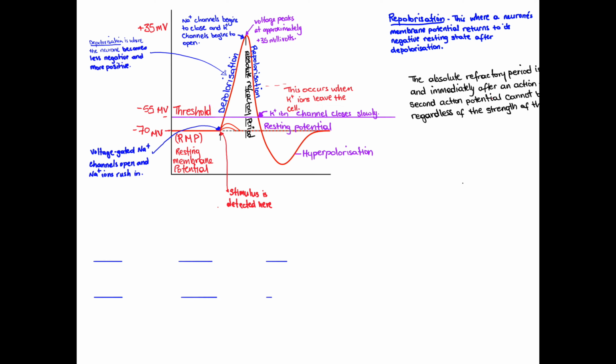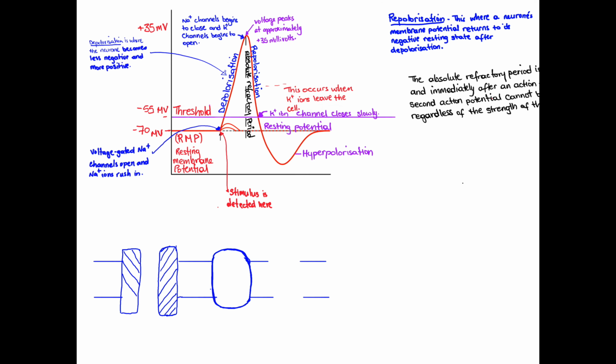Now, in this next section, we will look at the cell membrane of a typical neuron, and we'll look at the voltage-gated potassium ion channel, voltage-gated sodium ion channel, and the sodium-potassium ion pump. So we'll see how these different sections of the neuron operate during an action potential.